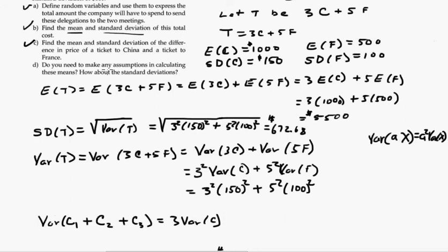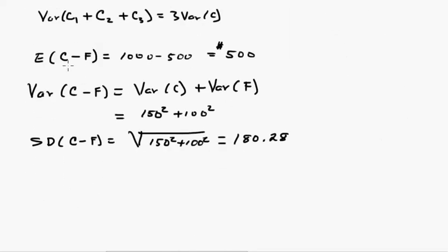Do you need to make any assumptions in calculating these means? How about the standard deviations? Okay, so you don't have to make any assumptions about taking differences in means or adding as we did above, but you do have to assume that to add variances, you have to assume that the ticket prices are independent of each other. Okay, which I think is, in general, a reasonable assumption.